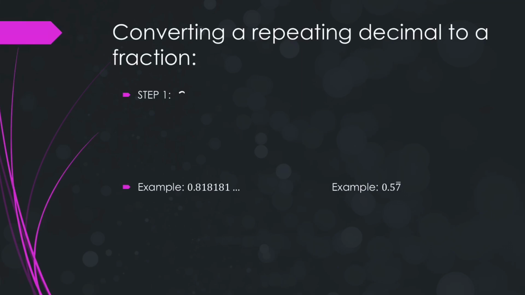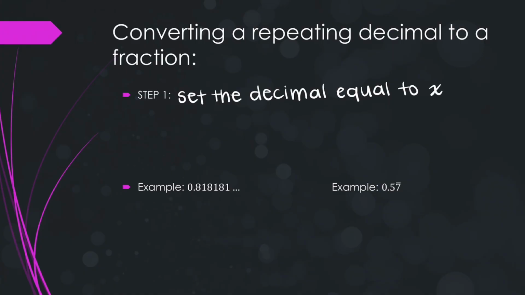So when we're converting a repeating decimal to a fraction, step 1 is to set the decimal equal to x, which is like a definition. So later when we refer to x, it's going to be that decimal. For example, in the first one, x would be equal to 0.81818181, etc. And in the second example, it would be x equals 0.57 repeating, with the bar over the 7.